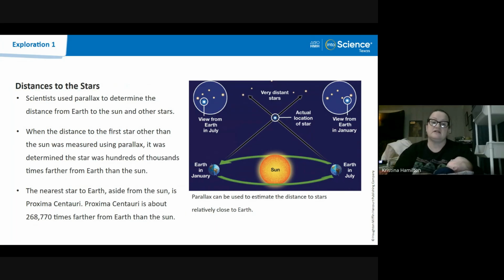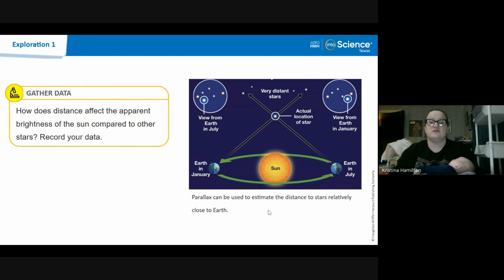The nearest star to Earth aside from the sun is Proxima Centauri. Proxima Centauri is about 268,770 times farther from Earth than the sun. We're not talking about miles or light years. We're talking about the distance. So, 2 times the distance, 10 times the distance. We're talking about over 270,000 times that distance, almost that. All right. So this will affect the apparent brightness of the sun. Because we're closer, it's going to be brighter.